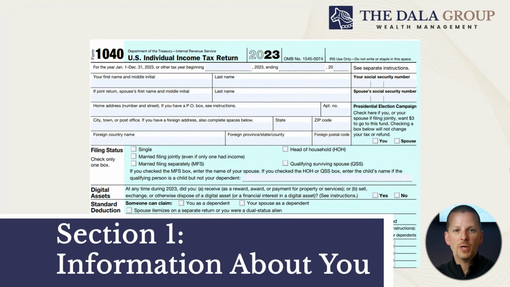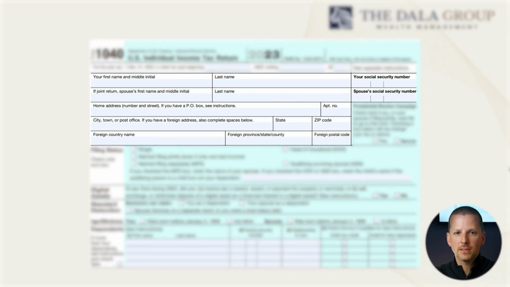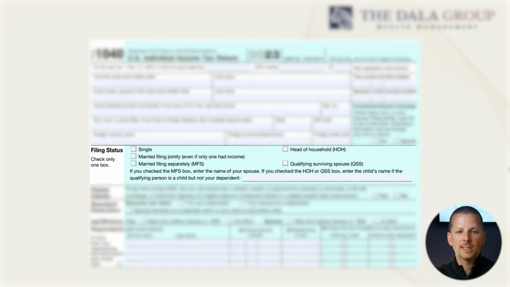First, we have the information about you section. This is where you tell Uncle Sam who you are, where you live, your filing status, and details about your dependents. It's straightforward. Just fill in your basic details such as name, address, and social security number. Now, getting your social security number right is crucial because it ties all your income and tax information together. When choosing your filing status, options include single, married filing jointly, and head of household. This choice affects your deductions, your tax rates, and your credit eligibility, so make sure you select the correct one.